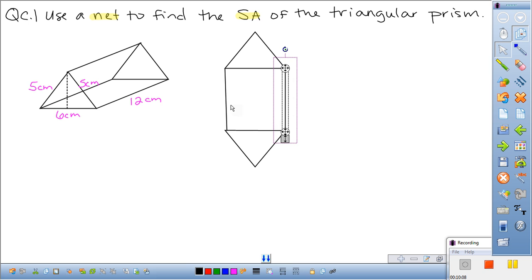I'm kind of a perfectionist here. We've got to make sure these lines are straight. Of course it's not. Okay, that's close enough.